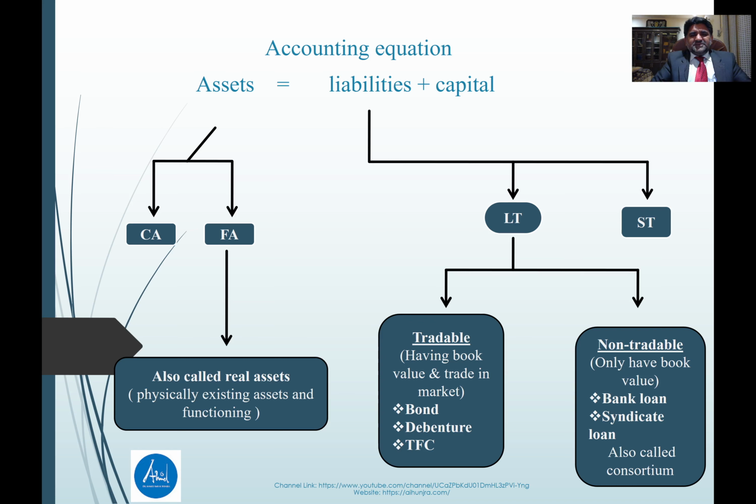I will take a quick look at the accounting equation. As we know, assets are equal to liability plus owner's equity. There are two types of assets. One is current asset, second one is fixed asset. Fixed assets, which are physically available, are also called real assets. To meet the requirement of real assets, we have the right side of the equation. Here are the liabilities plus owner's equity.